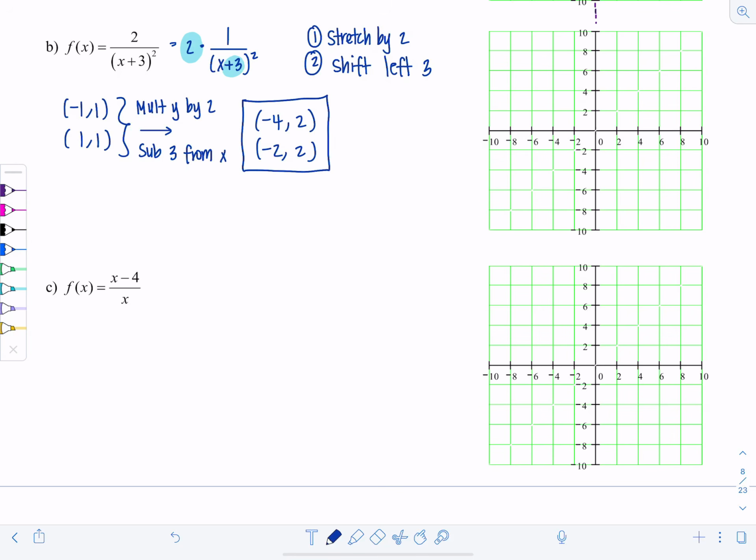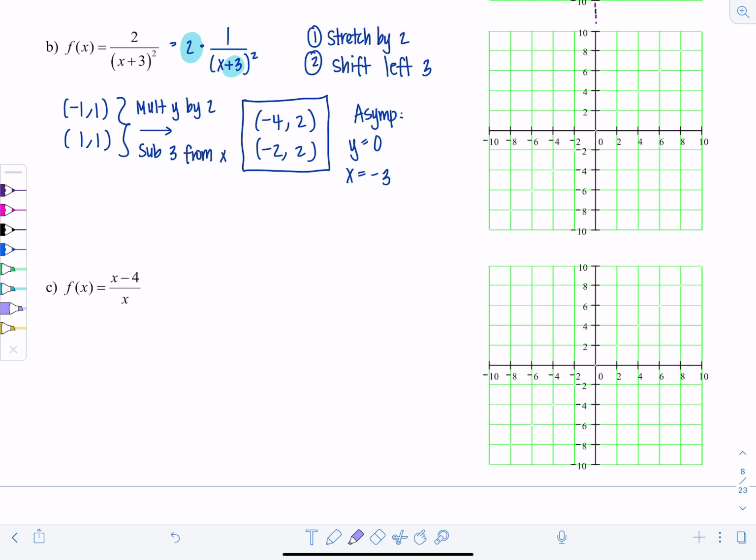And then our asymptotes, what happens to them? So remember, they start off at x equals 0 and y equals 0. If you stretch, if you multiply y equals 0 or x equals 0 by something, nothing's going to happen. The asymptotes only change if you shift vertically or horizontally. So in this case, since we shifted to the left, the horizontal asymptote won't move, but the vertical one will. It'll be at x equals negative 3.